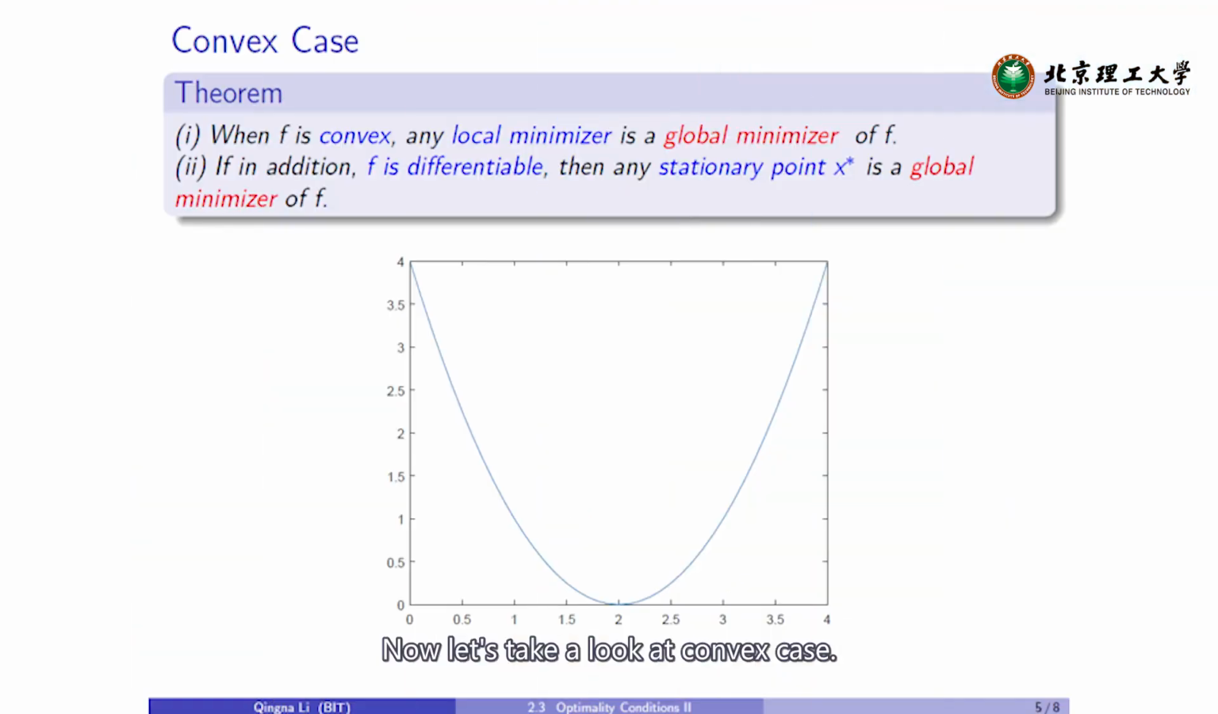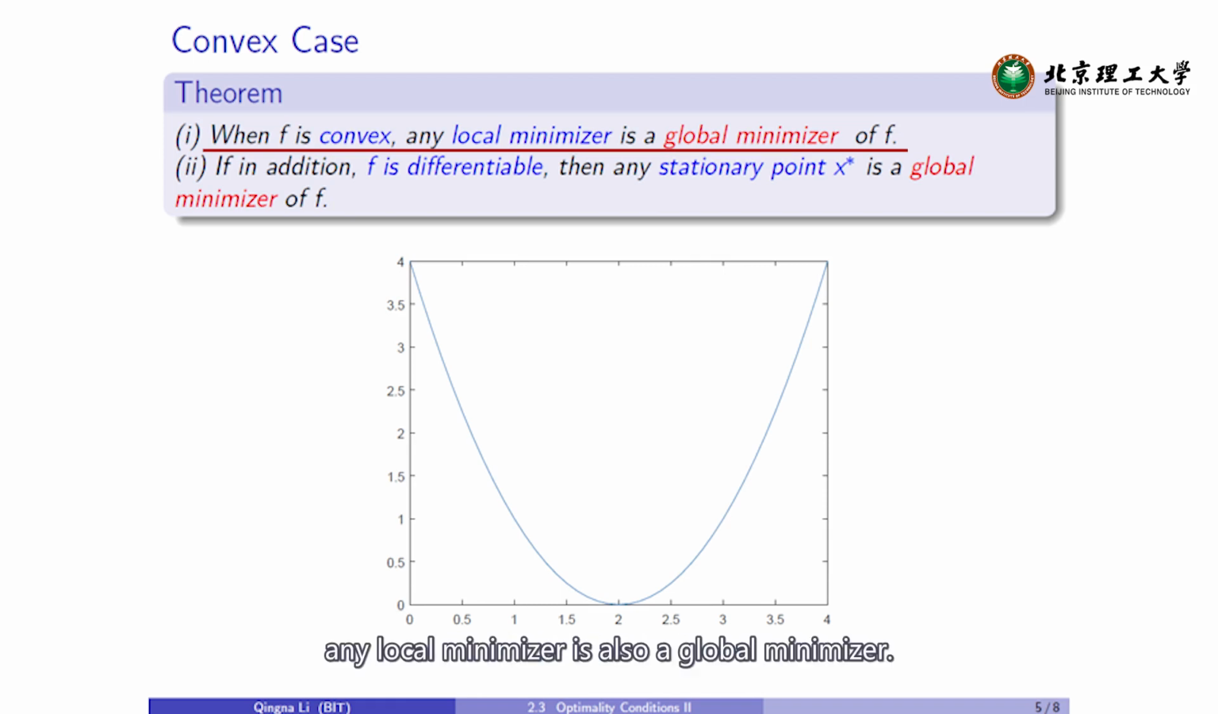Now, let's take a look at the convex case. For the convex case, we have some very special results, actually very beautiful results. The first one is that if this function is convex, any local minimizer is also a global minimizer. This is a beautiful result because in this case, you do not have to worry about local or global. Both of them are global minimizers.